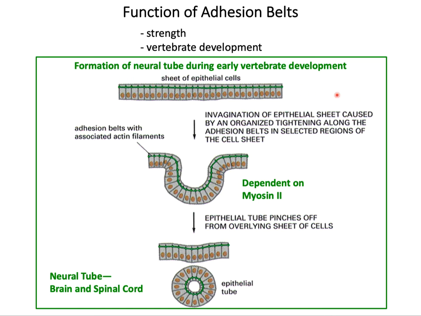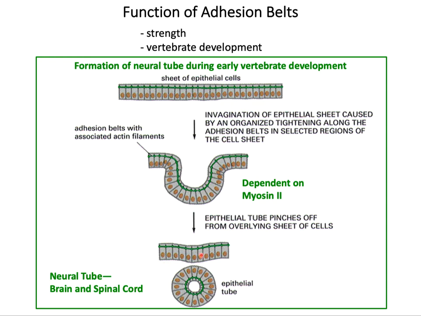At the top of the slide, you can see a sheet of epithelial cells, and these adhesion belts are composed of actin and myosin in green. You remember that myosin is an actin-based motor protein that can cause the contraction of actin. So myosin 2 can induce contraction of these adhesion belts, shown here in the second step. This causes a puckering or pinching of the epithelial cell layer at the apex. Eventually this epithelial sheet will roll up and pinch off to form the neural tube, which again will go on to form the brain and the spinal cord.